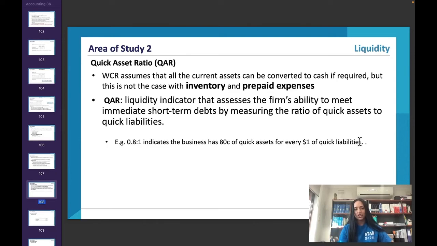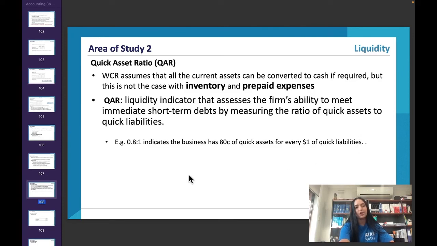So, inventory and prepaid expenses are assets that cannot be quickly converted into cash. Obviously, with inventory, we can sell it, but it's a difficult process. It's a bit more complicated than, say, bank, which can be very quickly converted into cash. You can just make a withdrawal from the bank. So even though inventory can be sold, it's not considered a quick asset.